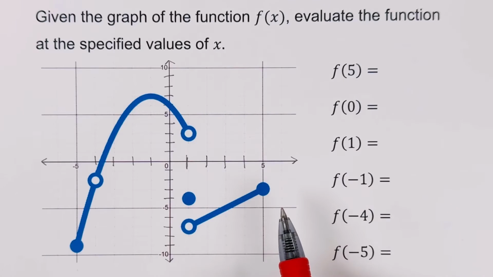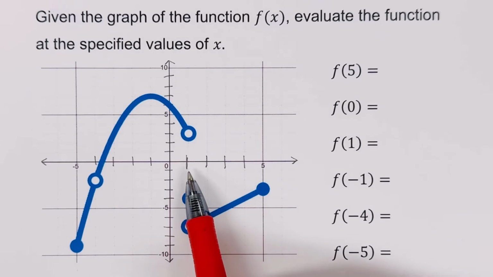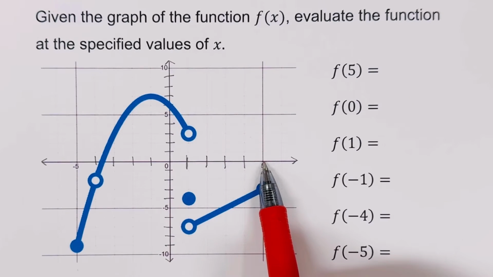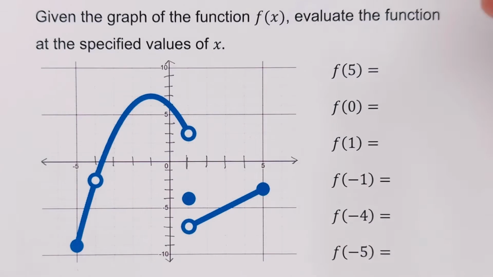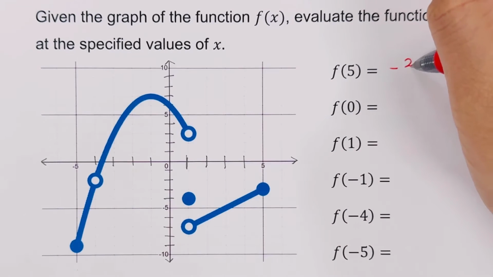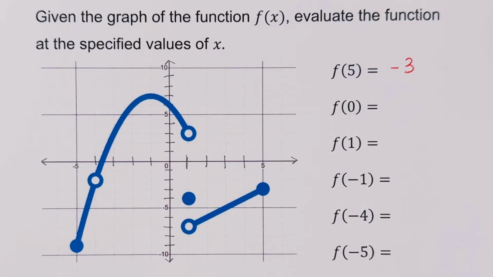In this case, we're going to look for x equals 5, and the y value for this is -3. So I'm going to go ahead and write that down here. So f of 5 is -3.